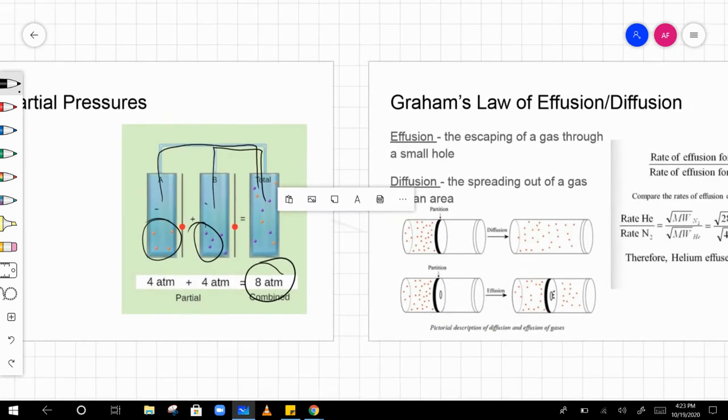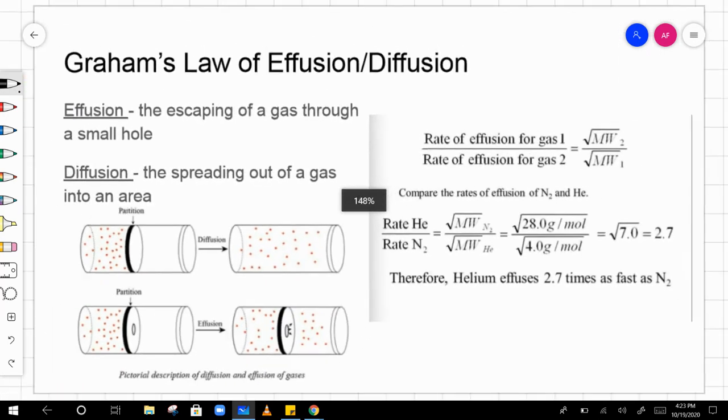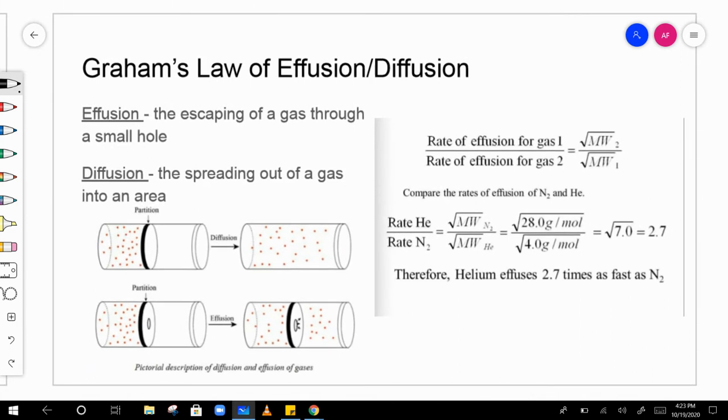The next law, Graham's law of effusion and diffusion. This one's a little bit trickier. Effusion is the escaping of a gas through a hole. Diffusion is the spreading out of gas into an area. So if we have a partition and we remove the partition and now the gas spreads out, we call that diffusion. You can also think of it as someone spraying cologne at the back of the room, and you can smell it in the front because the gas spreads out.